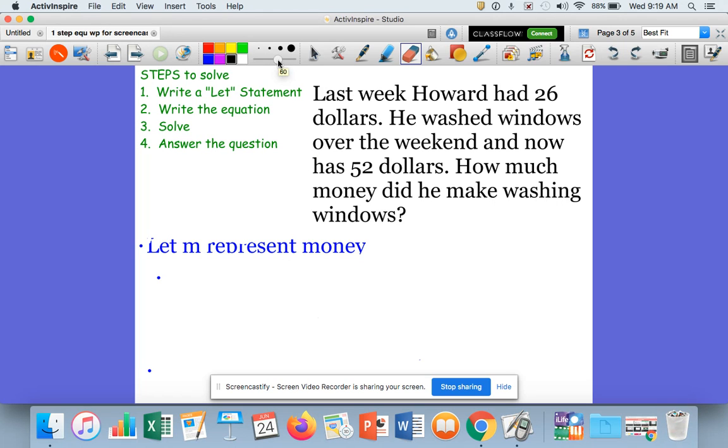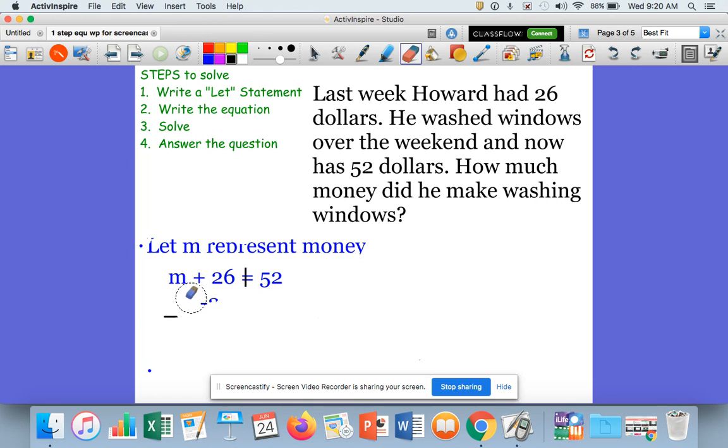The second thing we're going to do is write the equation. So I know he had $52. That's my equal. I know he started with $26. That's my constant, plus 26. He then made some more money that we don't know about, which is that M. So let's look at our equation. M plus 26 is equal to 52.